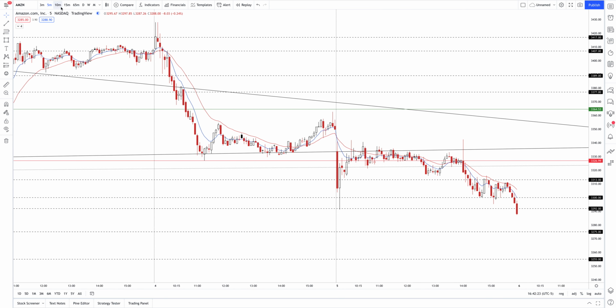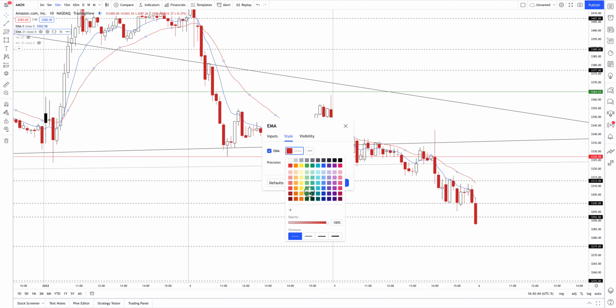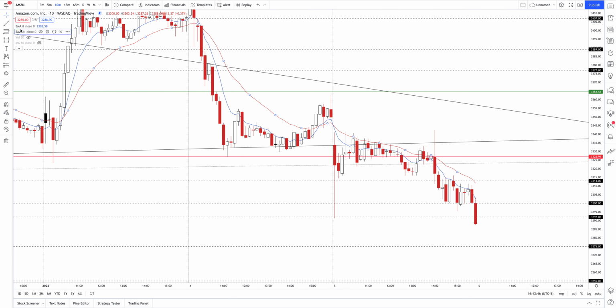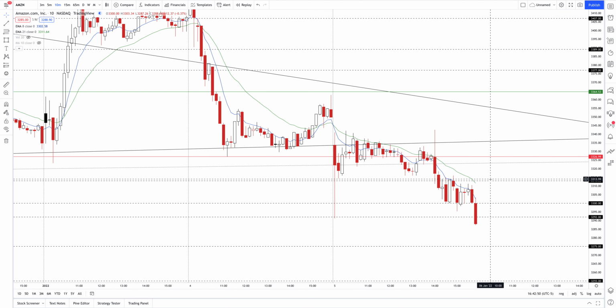Four signals of taking a trade on or off, depending on if we're looking for it to act as resistance or support. But here on the 10 minute, you can see that the 21 EMA is this red line, but I'm going to make that green so it's a bit easier to see. Price never got back above it.